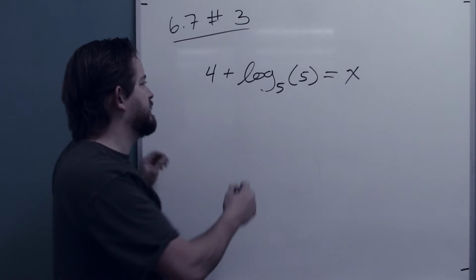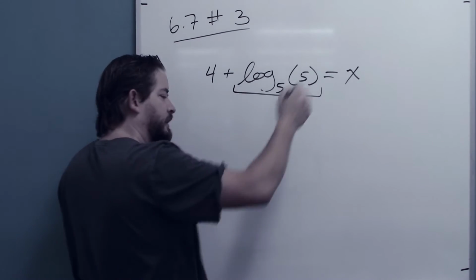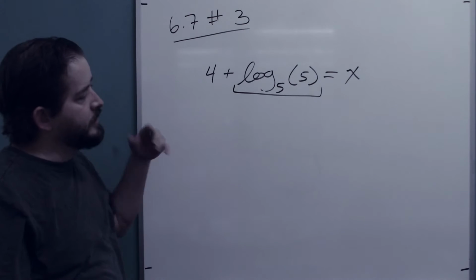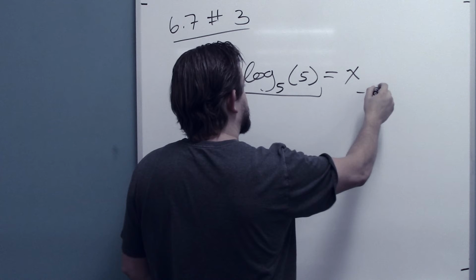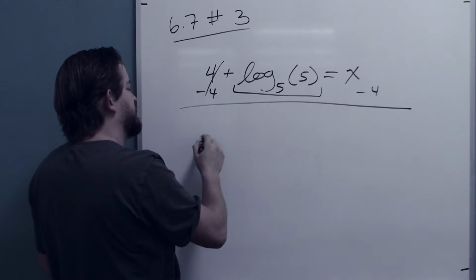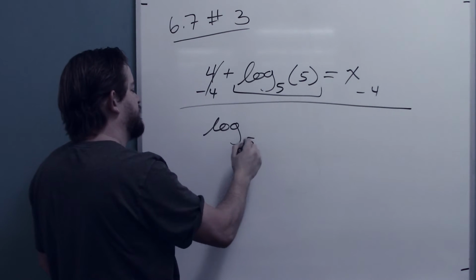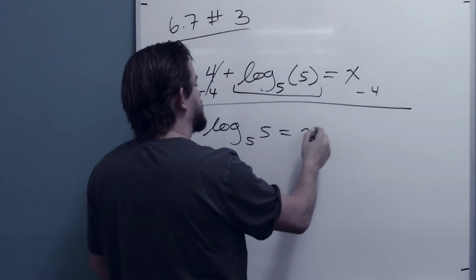I want to isolate this log, right? So that I can have a logarithmic equation where log is isolated. I can rewrite that as an exponential. So I'll subtract 4 from both sides. That gives me just the log base 5 of 5 is equal to x minus 4.